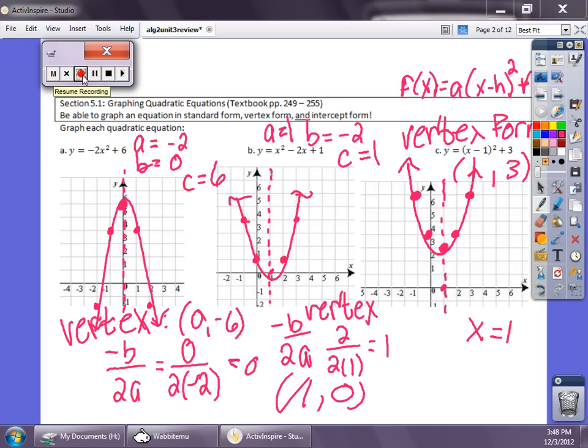So I plotted my vertex at (1, 3). I have ordered pairs at (0, 4) and (-1, 7). And then the reflections of those points at (2, 4) and (3, 7). And then draw your parabola.